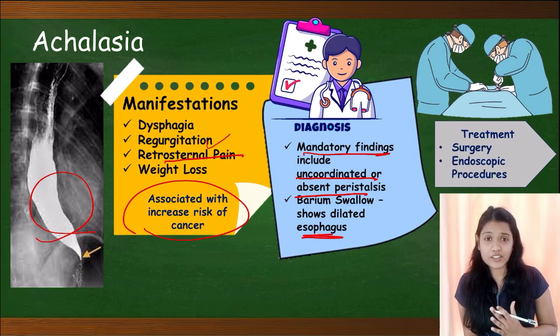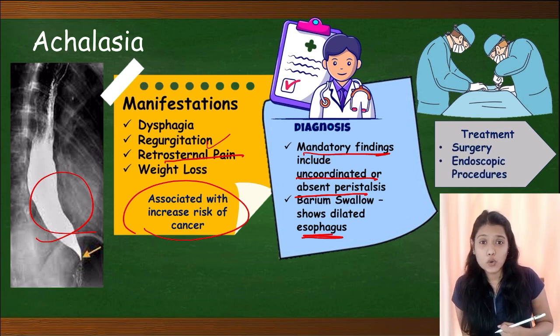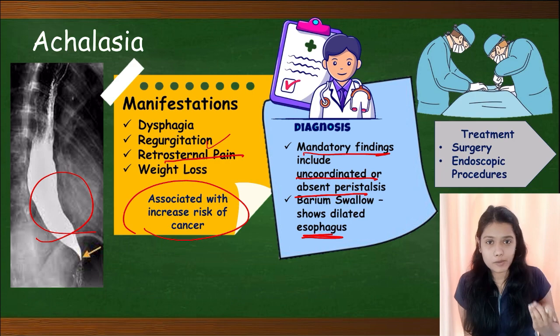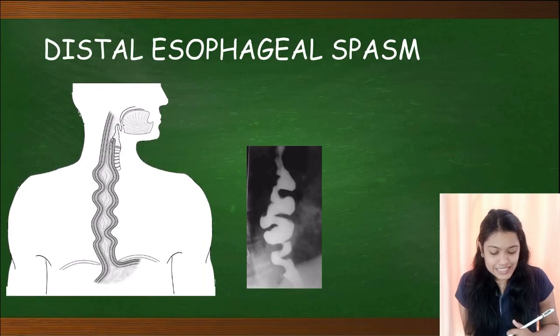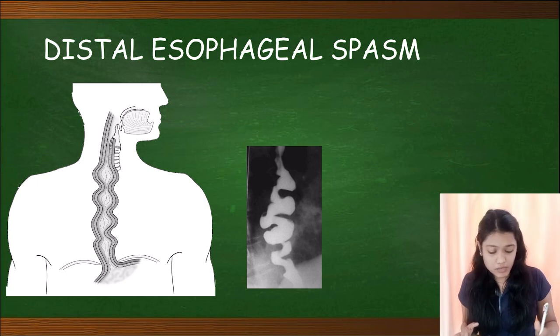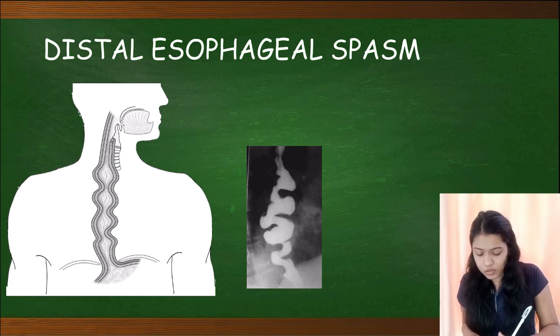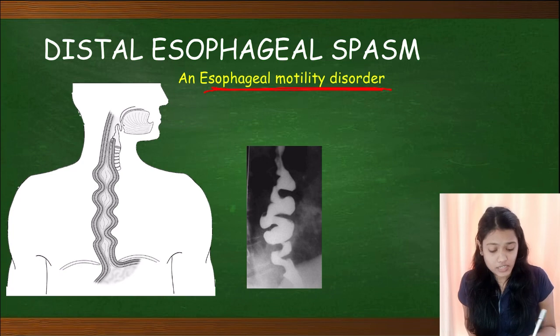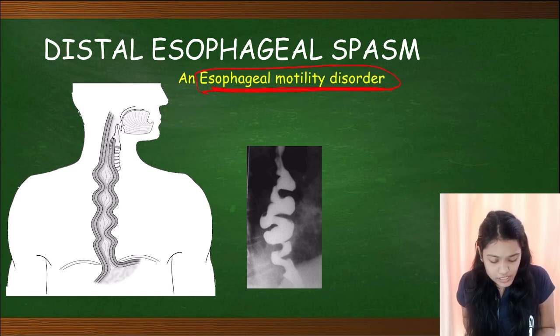This was about achalasia. What is achalasia? It is when the lower esophageal sphincter is not able to relax. Why? Due to degeneration of inhibitory neurons. Next is distal esophageal spasm. What is this now? This distal esophageal spasm is an esophageal motility disorder.